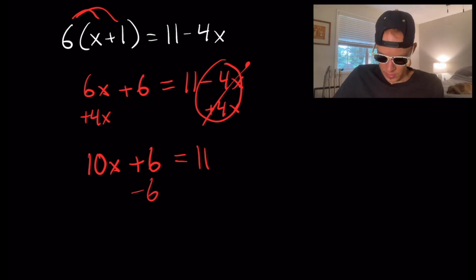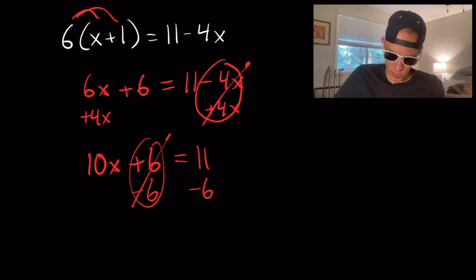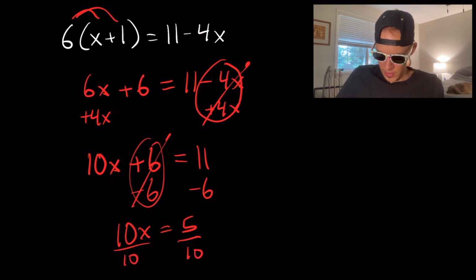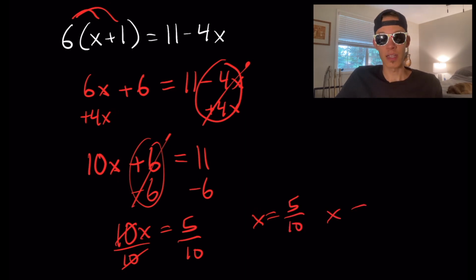So I can subtract 6 from both sides. Those will cancel out. I'll have 10x is equal to 5. Divide both sides by 10. X is equal to 5/10, or that simplifies to x is equal to 1/2.